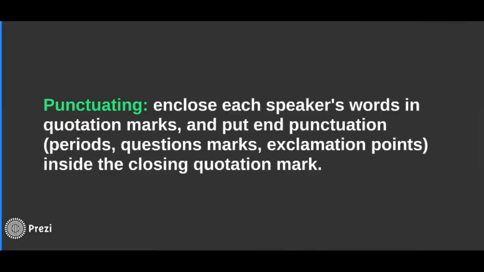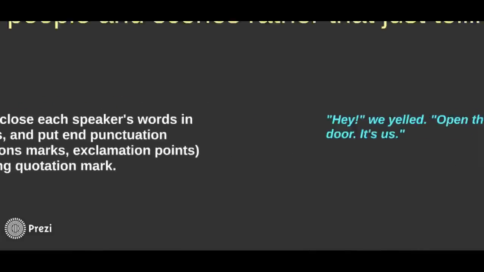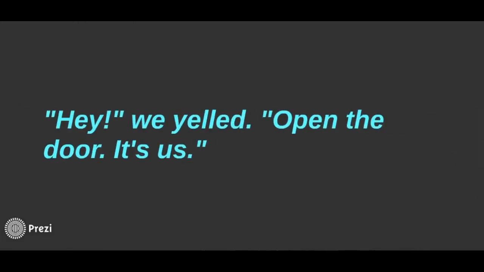When it comes to using dialogue, you do need to pay attention to how you punctuate that dialogue. Enclose each speaker's words in quotation marks and put end punctuation, periods, question marks, exclamation points, inside the closing quotation mark. For example, "Hey," we yelled, "open the door, it's us!" You can see that the exclamation point is inside the quotation marks, and then the period at the very end of the sentence is also inside the quotation marks.